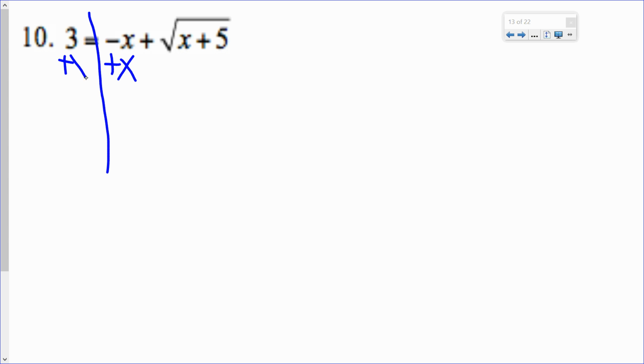Add x, x plus 3 equals rad x plus 5. Now, is the radical isolated? Yes. To get rid of the radical, we square both sides. So I want to see that step. I'll give you about 30 seconds to do that. Square both sides.